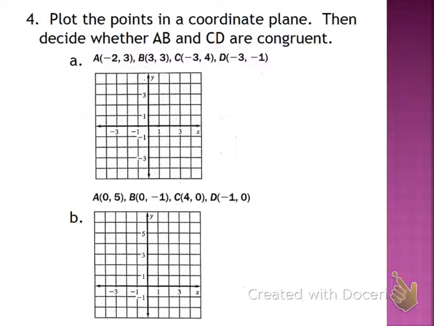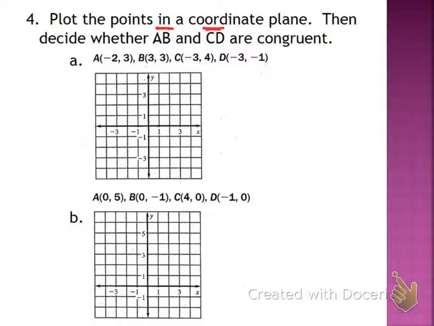We are going to plot the coordinate points and then decide if AB and CD are congruent. I know I emphasized it before, so really these should have the bars over the top of them. We are referring to these segments. So AB and CD should have the bars over them. Okay, so I'm going to take your help in plotting these points much like we did on the warm-up.